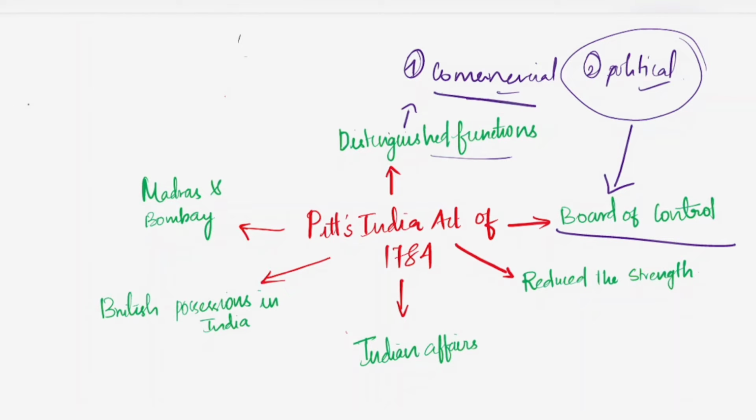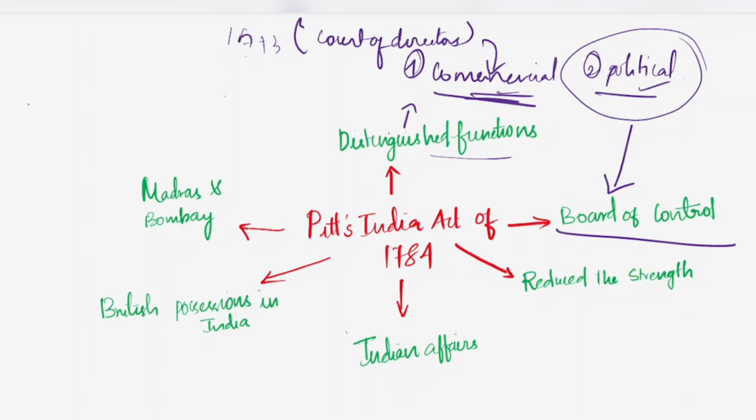And you have to know that. For the commercial function, we know that through the Regulating Act of 1773 there was already the Court of Directors, and this Court of Directors was now made responsible for looking into the commercial functions of the company. This is how the differentiation happened between the commercial and political functions of the company.